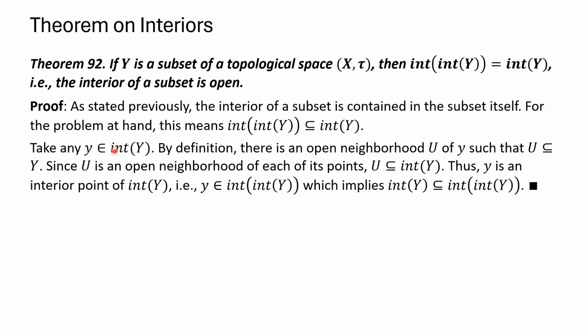So take any y in the interior of capital Y. By definition, there's an open neighborhood U of y such that U is a subset of Y. But since U is an open neighborhood of each of its points, U is a subset of the interior of Y. Thus, y is an interior point of the interior of Y, i.e. y is an element of the interior of the interior of Y, which implies that the interior of Y is a subset of the interior of the interior of Y. And these two statements together imply that the interior of the interior of Y equals the interior of Y.